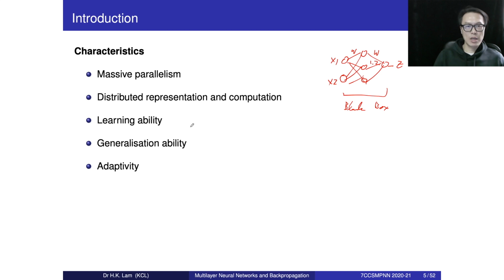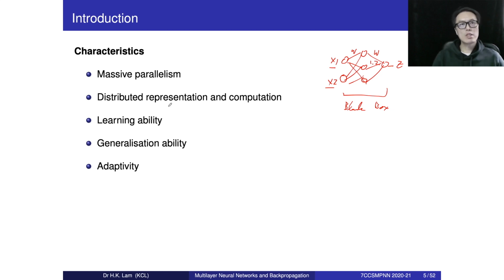And generalization ability means that after learning through the examples, if we present some new example to this neural network, it is able to give us the z value to predict what value it is, according to the new example x1 and x2. Then we talk about adaptivity. It means that when we deal with new problems, we can change the network topology, the number of layers, the number of nodes in each layer, and then we are able to handle different kinds of scenarios or problems.